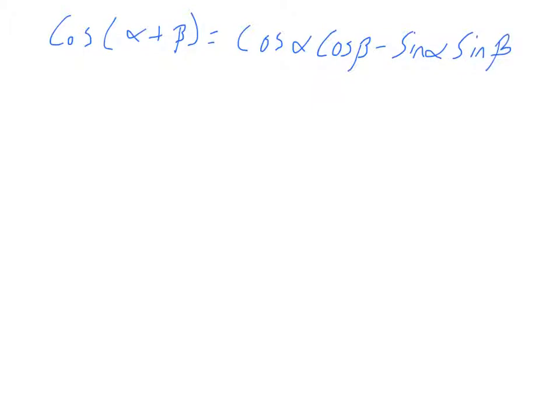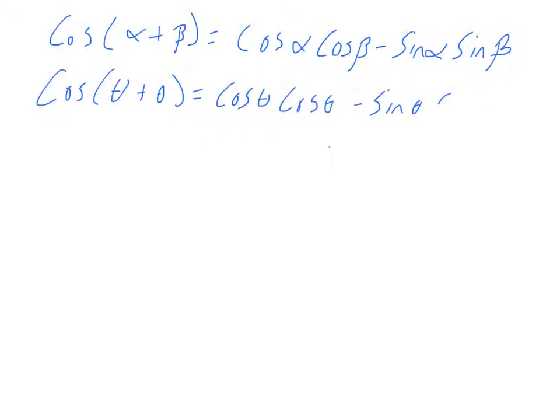Right? So once again, if we substitute theta in for both of those, just some angle theta, we'll end up getting cosine theta cosine theta minus sine theta sine theta. So we have that cosine of 2 theta is equal to cosine squared theta minus sine squared theta. So this one looks strikingly similar to the Pythagorean identity. It's not. It's completely different from the Pythagorean identity, right? But it looks a lot like it.